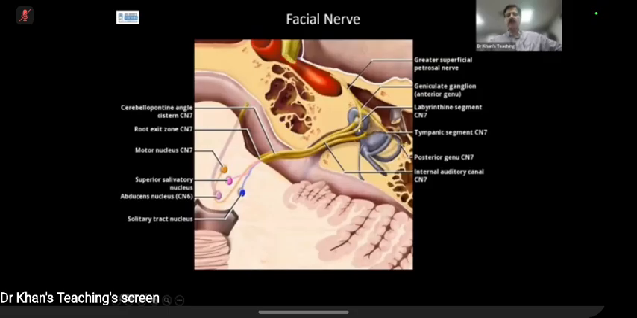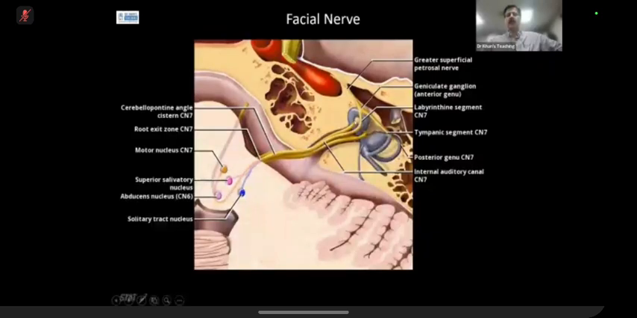This is the labyrinthine portion. This is the geniculate ganglion. And then this is the tympanic portion. Now the tympanic portion will pass inferior to the lateral semicircular canal, and then it will descend down, the descending portion. And here the greater superficial petrosal nerve is shown to be going anteriorly. Now here you can imagine that it rises at a higher level than the eighth nerve. So it is superior to the cochlea.